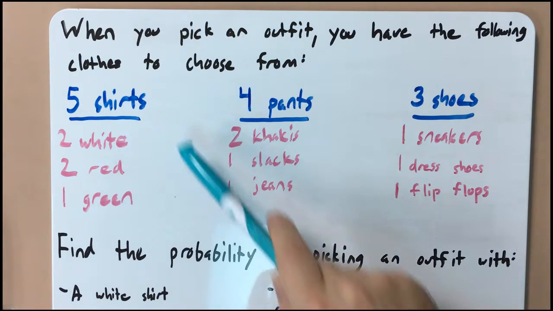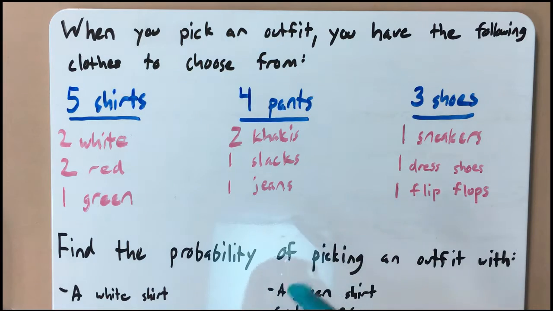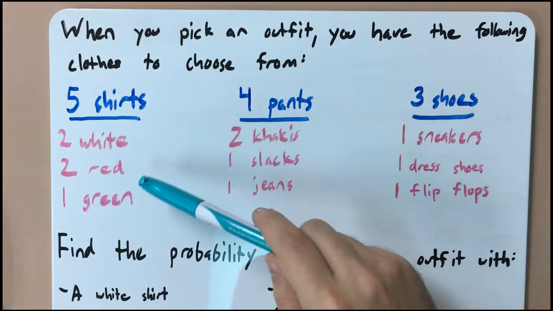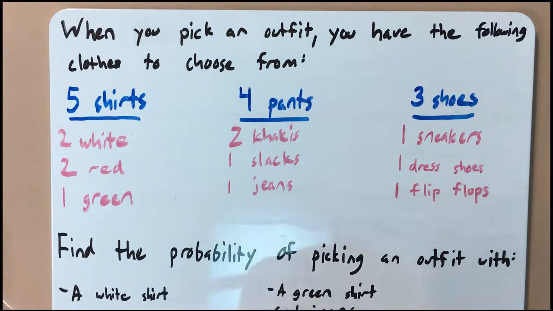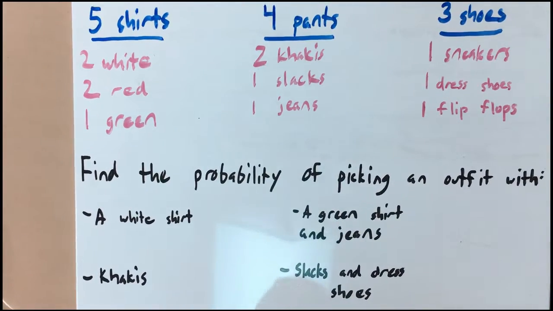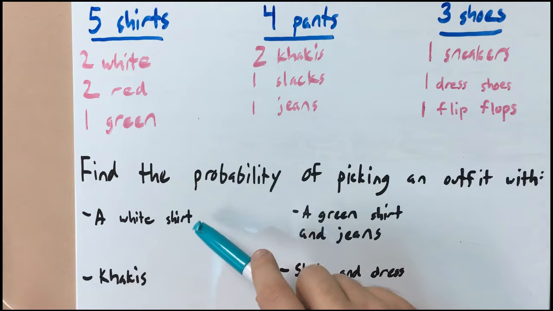So we have, and I've actually laid out the choices here because this does get a little trickier if, for instance, we have 2 white shirts and 2 red shirts and 1 green shirt out of 5 shirts, so it's not like everything is different. And then we have 2 khakis out of 4 pants, and so on. So we're supposed to find the probability of picking an outfit with, for instance, first we have a white shirt.